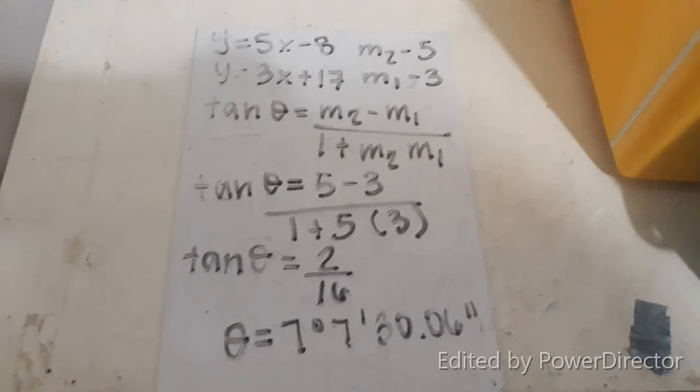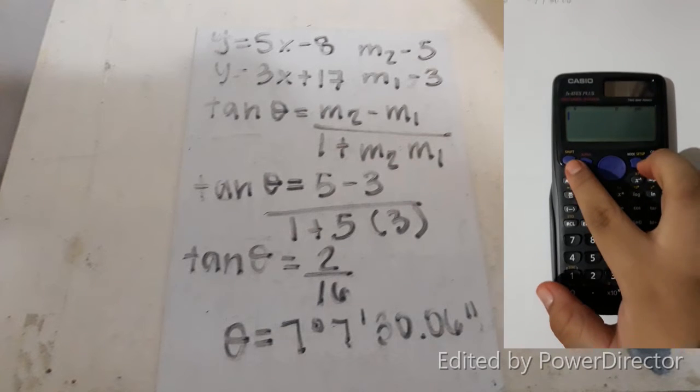The slope of y equals 5x minus 8 is 5, while the slope of y equals 3x plus 7 is 3. Just substitute into the formula for tangent theta with their slopes, letting 5 be m sub 2 and 3 be m sub 1. That gives tangent theta equals 5 minus 3 over 1 plus 5 times 3, simplified as 2 over 16.